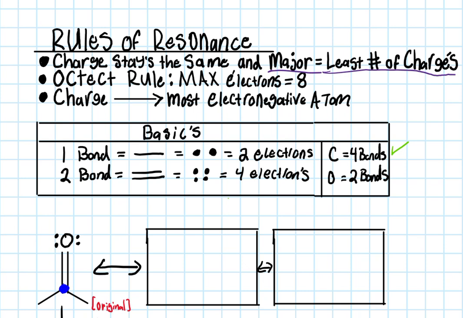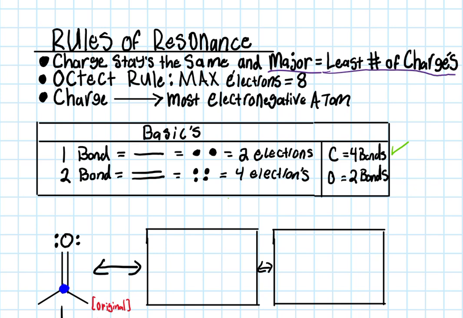The next rule is going to be the octet rule. So what does this mean? This means that each atom has about 8 electrons on it. And so what that means is you don't want a carbon with more than 8 bonds. You want it to look like a real structure.